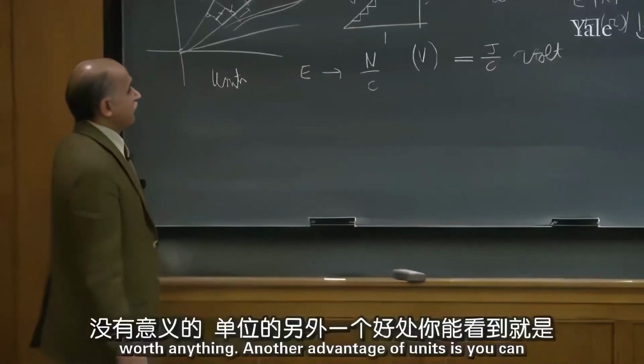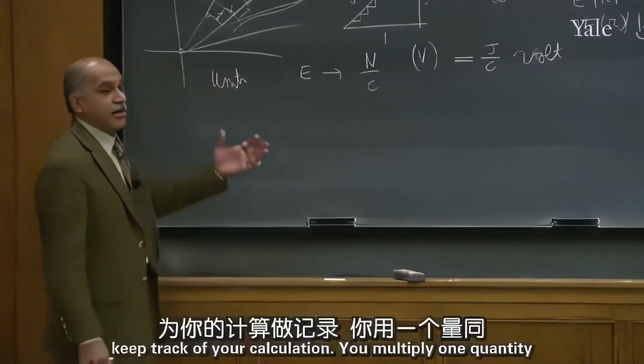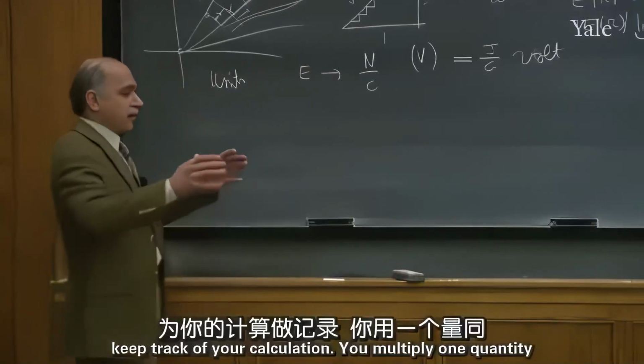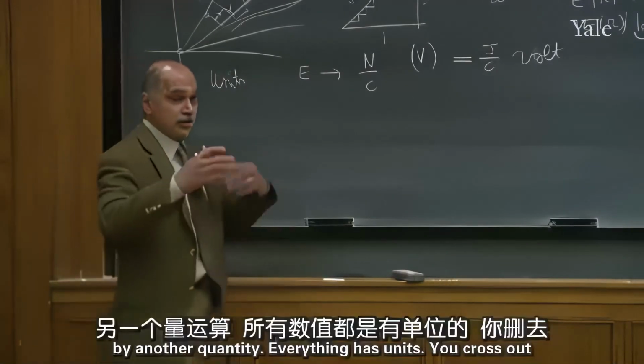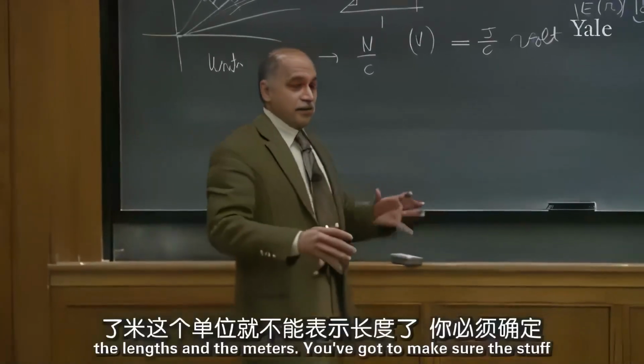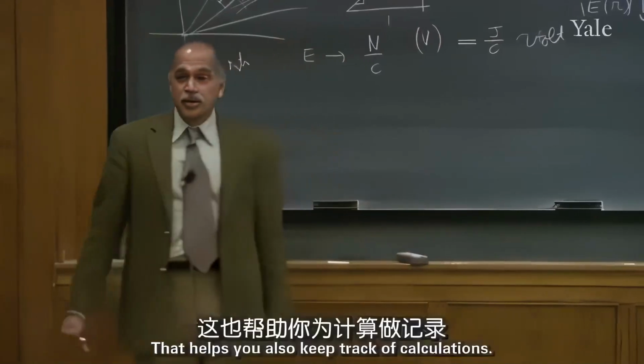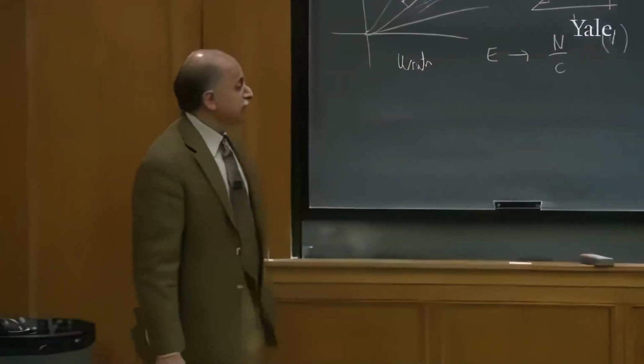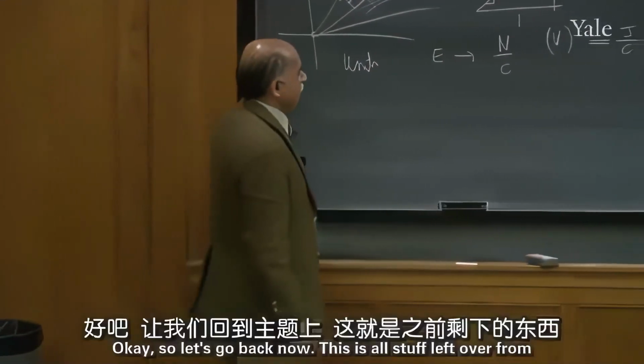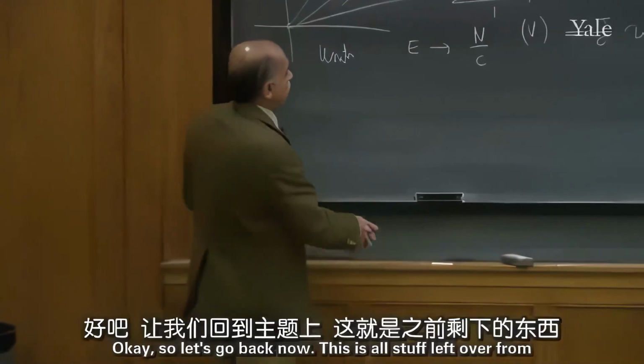Another advantage of units is you can keep track of your calculation. You multiply one quantity by another quantity, everything has units, you cross out the lengths and the meters. You've got to make sure the stuff you get has the right units on the two sides. That helps you also keep track of calculations. Okay, so let's go back now. This is all stuff left over from before.